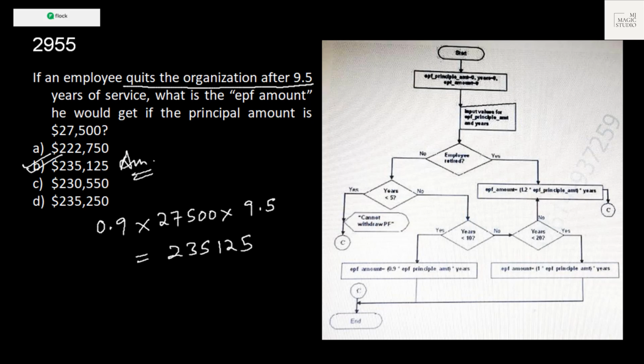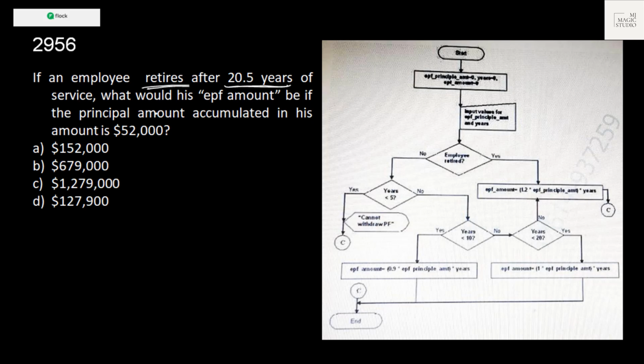We see the remaining part in one more example. Here our employee retires after 20.5 years. Employee retired, yes. If it is retiring, simply the EPF amount is 1.2 into the applicable amount 52,000 into the number of years, 20.5. On multiplying, we'll get 1,279,000. So the EPF amount in this case would be option C.